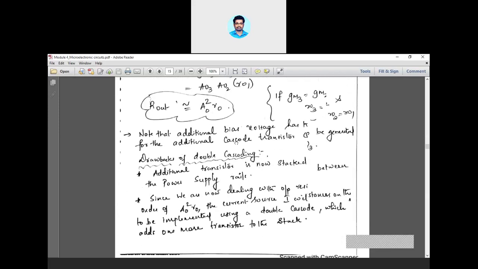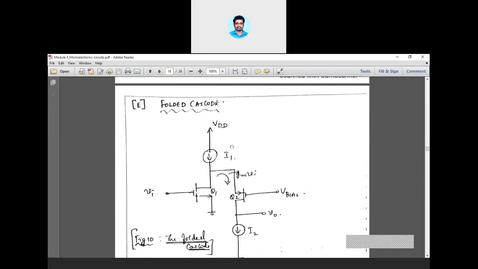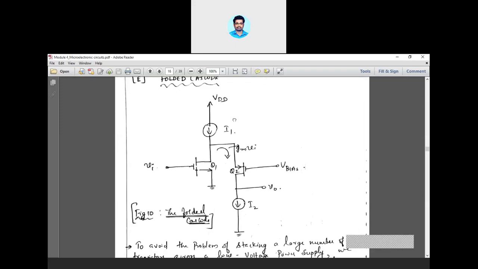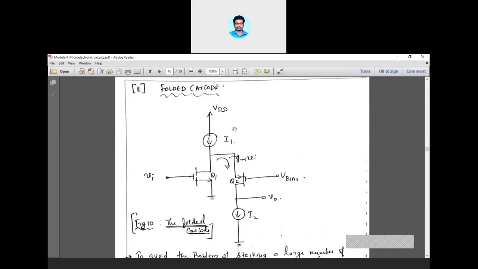Okay, to avoid that, what you will do is use a folded cascode. So this is the third configuration of cascode. One is the typical cascode current source. Secondly, to increase the output resistance, I have double cascoded it. Again, the problem with double cascoding is excessive power dissipation and heat dissipation because of using three transistors under one power supply.